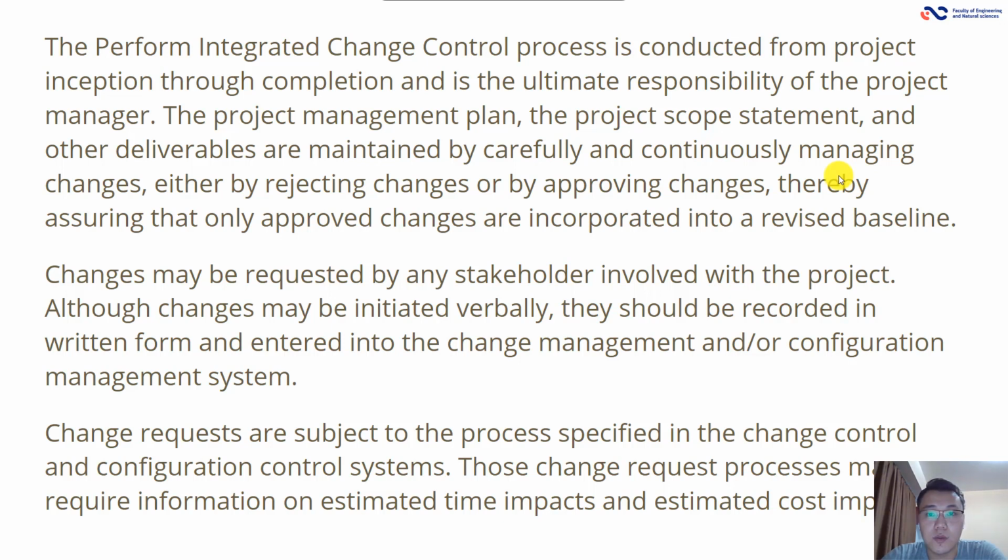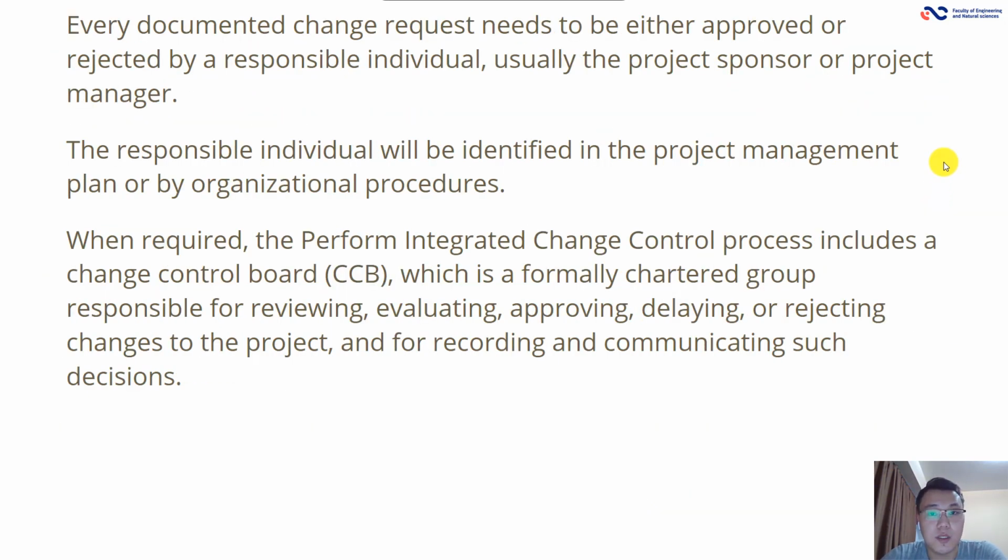The perform integrated change control process is conducted from project inception through completion and is the ultimate responsibility of the project manager. The project management plan, the project scope statement, and other deliverables are maintained by carefully and continuously managing changes, either by rejecting changes or by approving changes, thereby assuring that only approved changes are incorporated into a revised baseline. Every documented change request needs to be either approved or rejected by a responsible individual, usually the project sponsor or project manager.